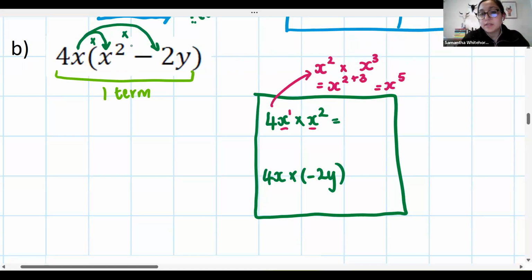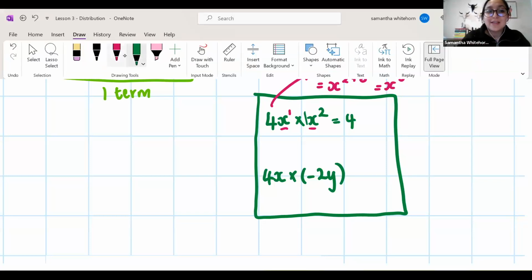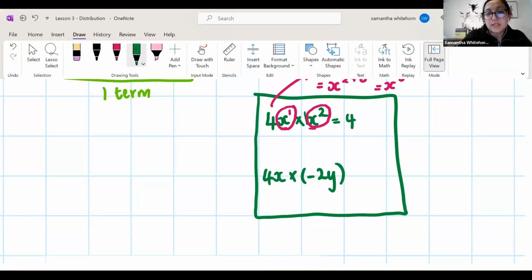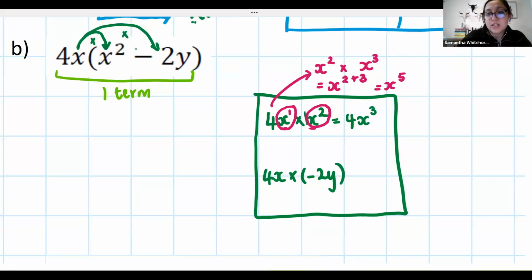A positive times a positive is a positive. Remember, of course, the x squared does have a 1 in front of it. So 4 times 1 is 4. And now we need to apply our exponent law to x times x squared. X has an exponent of 1. X squared has an exponent of 2. So when I add those exponents together to get my product, I get x cubed. So x times x squared is x cubed. So my first product is 4x cubed.